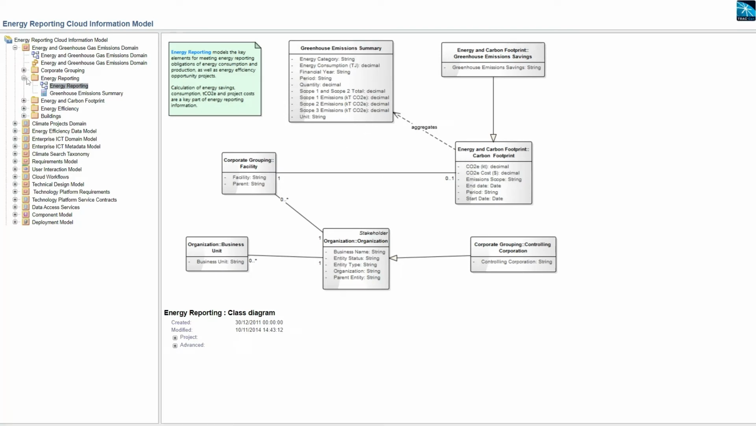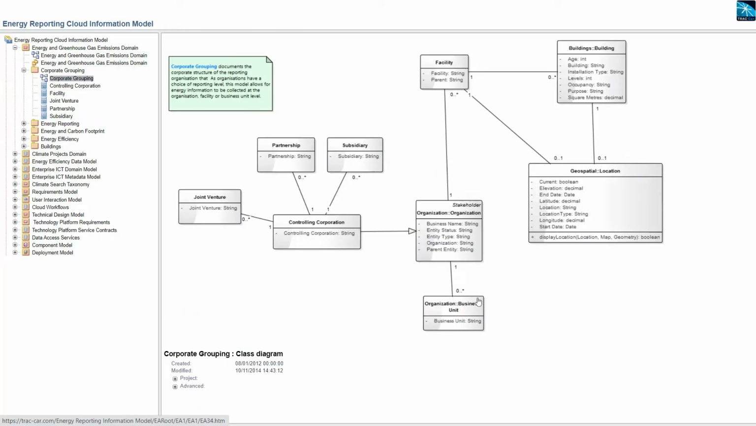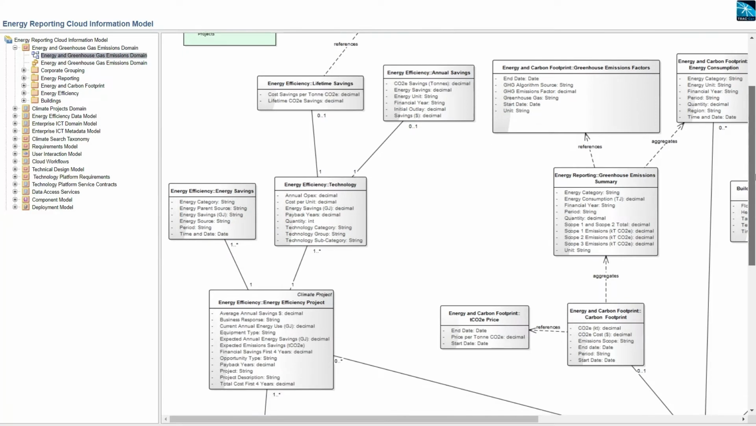The model is the basis for Trac's energy and carbon emissions database, and as all elements are connected, this provides a very convenient way to understand energy consumption and carbon footprint for the whole organization, as well as for each business unit and facility building.